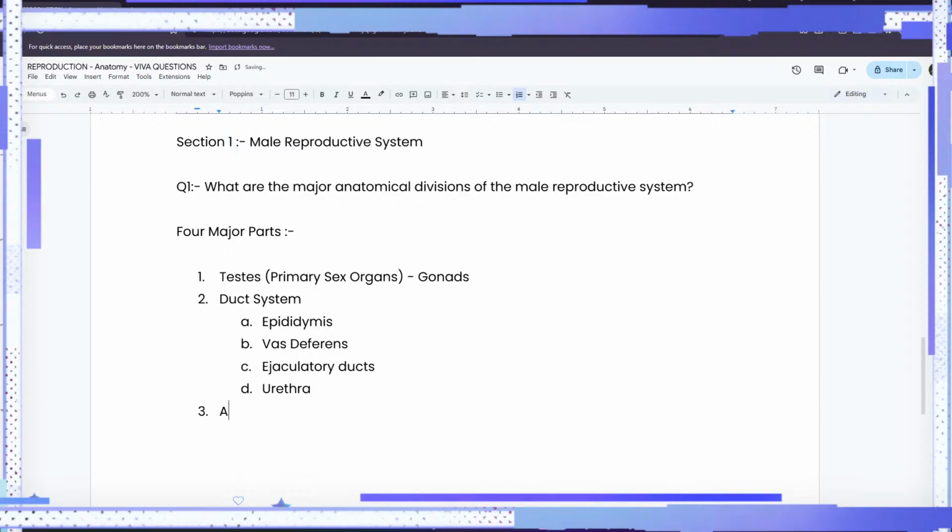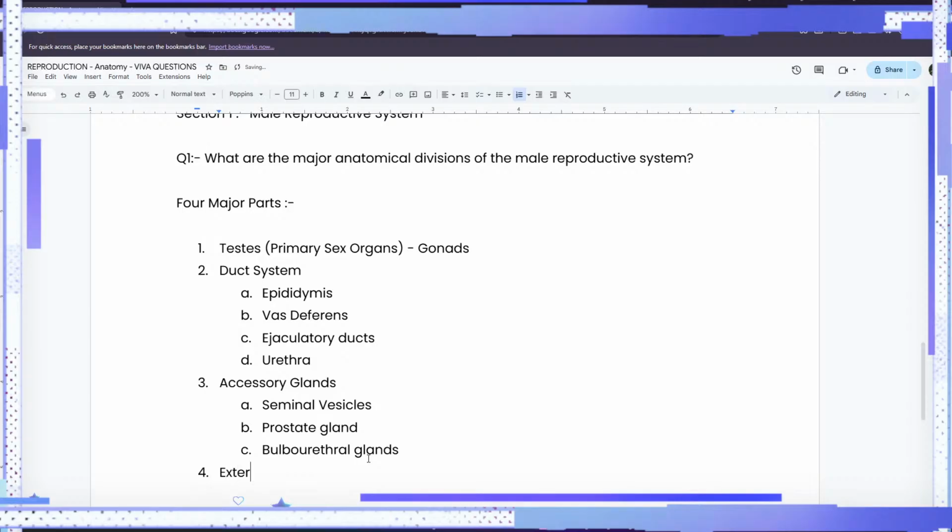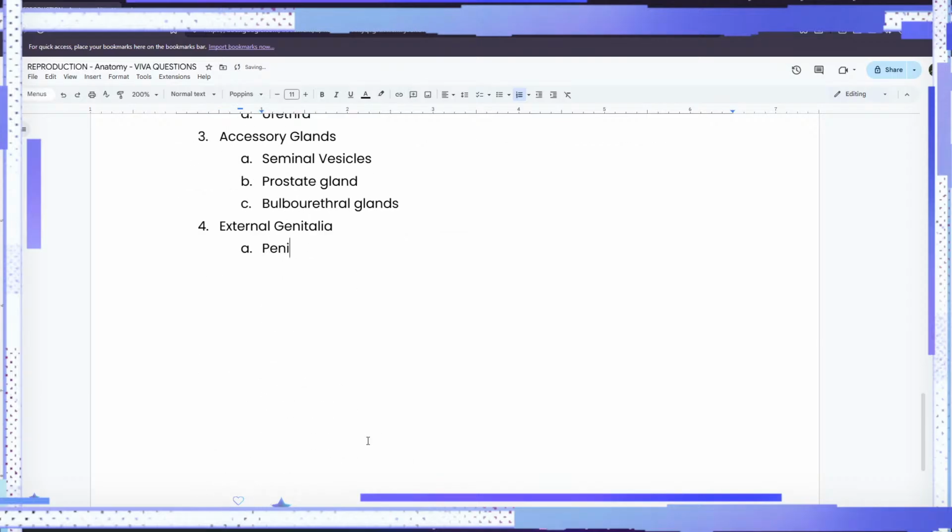Right after the duct system, you have your accessory glands: seminal vesicles, prostate gland, and then of course your bulbourethral glands. And then finally you have your external genitalia, which has your penis and scrotum.